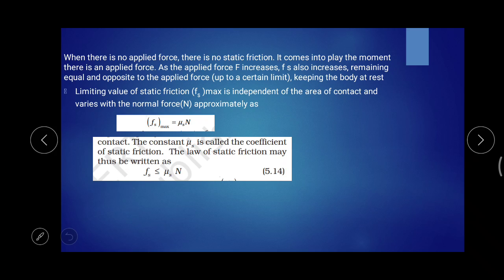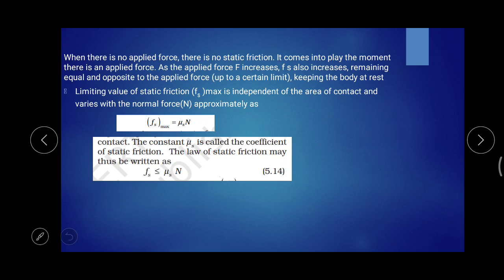And as the applied force increases, the frictional force also will increase. And at a particular time, the frictional force and the applied force both will become equal.